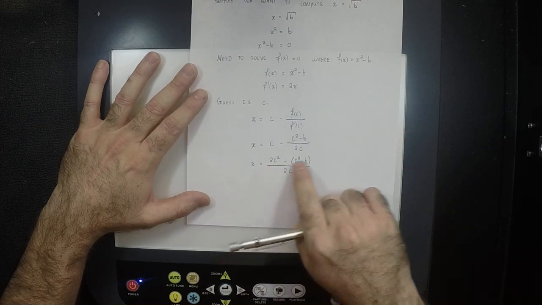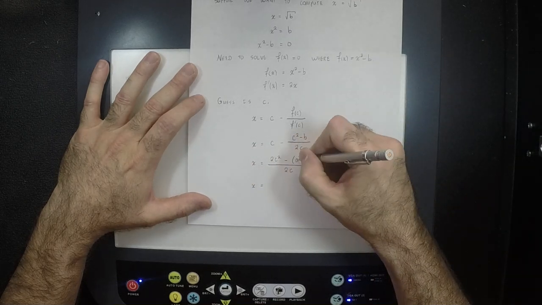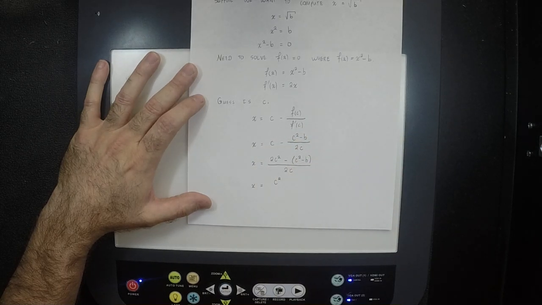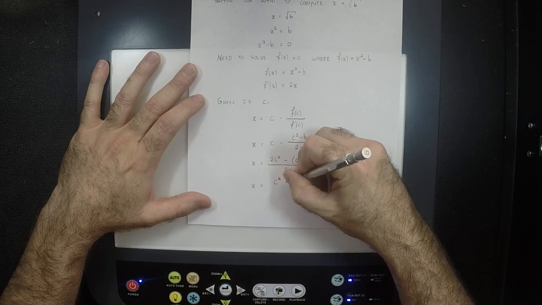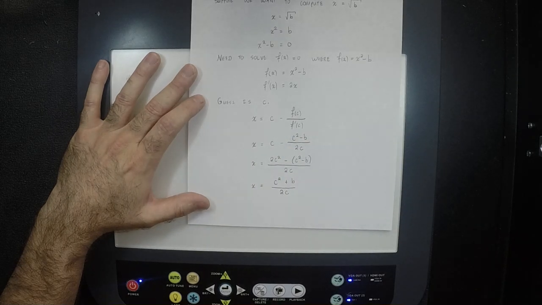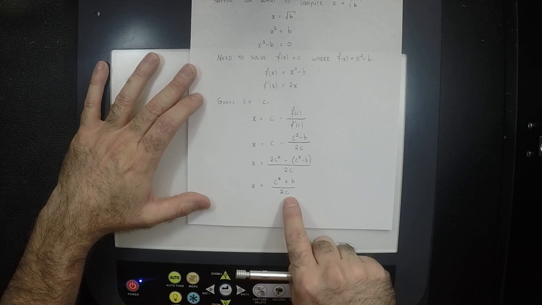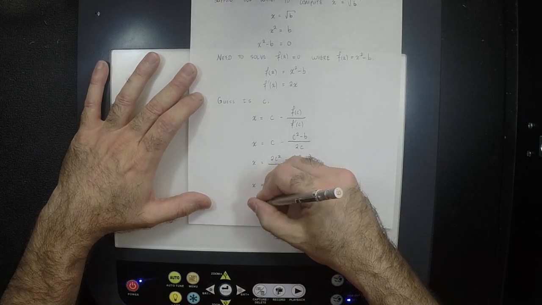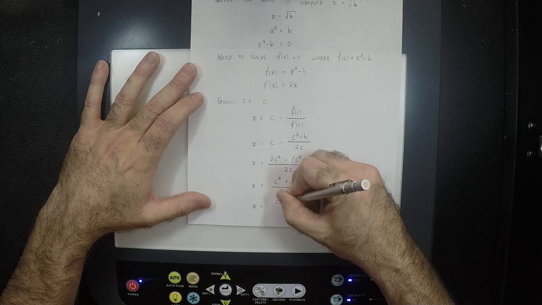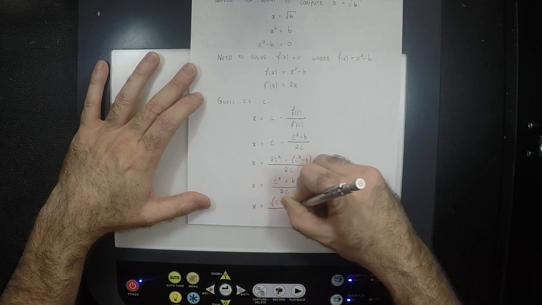Then I'll simplify the numerator a little bit. So 2c squared minus 1c squared is c squared, and then minus negative b is add b, and then over 2c. And now I'm going to divide this c into the numerator. So it's currently in the denominator, but I'm going to divide it into each term in the numerator to get what? C plus b over c is the numerator, and then over 2.